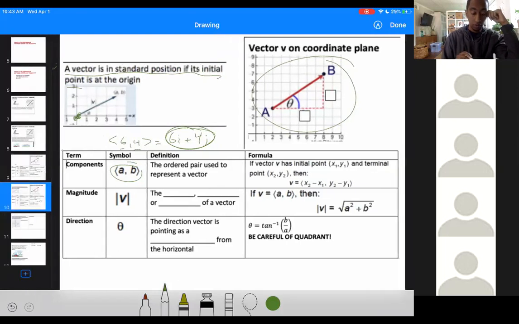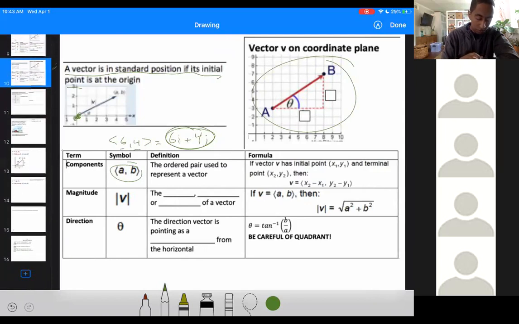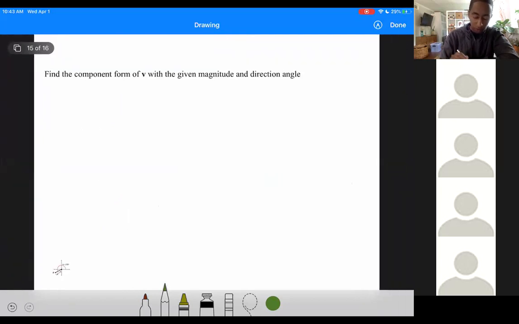Mr. T, for the angle, what quadrant does it have to be for you not to add 180? Good question. I'm just going to use this blank page. If you're over here and you find the component form, then when you do tangent inverse, it'll just give you the correct angle from the horizontal. You don't need to add or subtract 180.